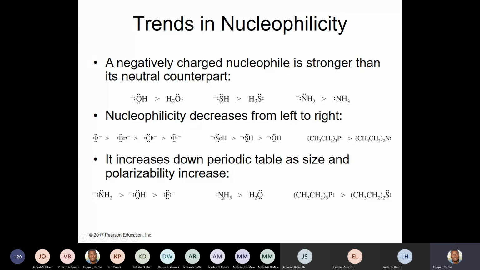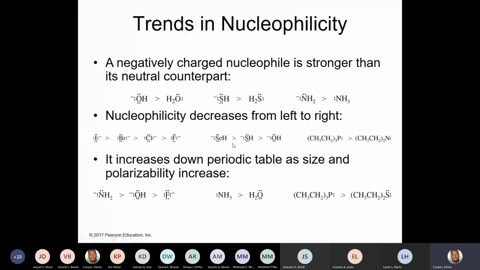We look at nitrogen and oxygen, both neutral. So ammonia and water. Who's better? Nitrogen. Why? It's less electronegative than oxygen. The same thing here. I've got phosphorus and I've got sulfur. They're both on that third row, right? But who's more electronegative? Sulfur. So sulfur will be weaker than phosphorus, right?